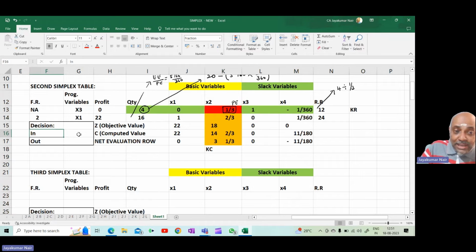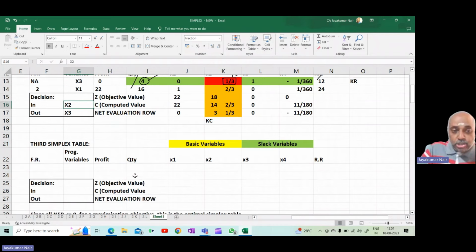Now, which variable comes in? The variable which comes in is the key column variable. Key column variable is x2, so x2 you should produce. So this will enter the table. And which variable should go out? When you prepare the next table, that is the third simplex table, now x3 should be replaced by x2.